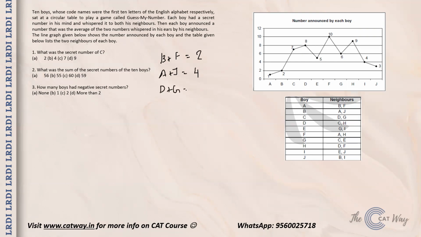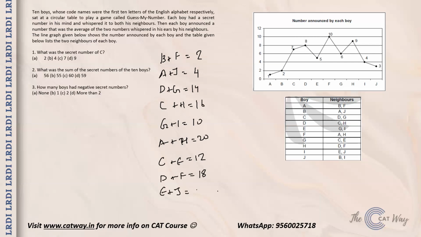So you get D plus G is equal to 14, C plus H is equal to 16, G plus I is equal to 10, A plus H is 20, C plus E is 12, D plus F is 18, then you have E plus J is 8, and then you have B plus I is 6.